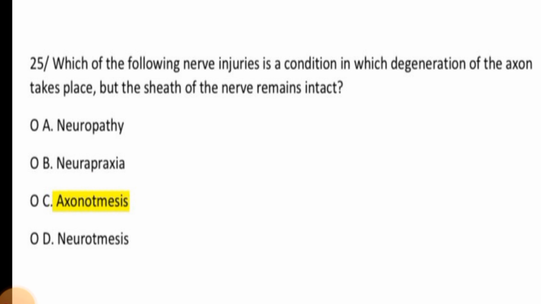Which of the following nerve injuries is a condition in which degeneration of the axon takes place but the sheath of the nerve remains intact? Option A, neuropathy. Option B, neuropraxia. Option C, axonotmesis. Option D, neurotmesis. The correct option is option C.